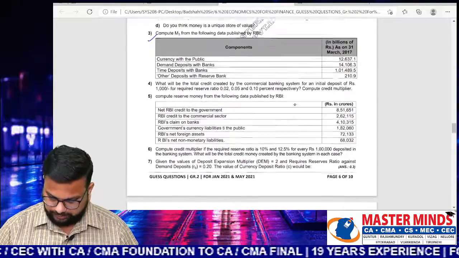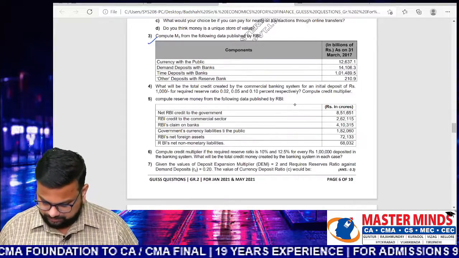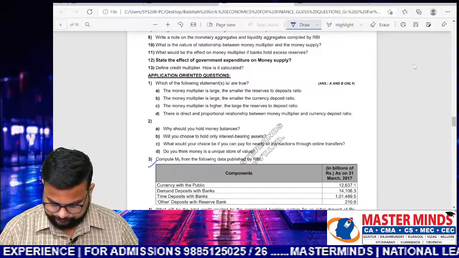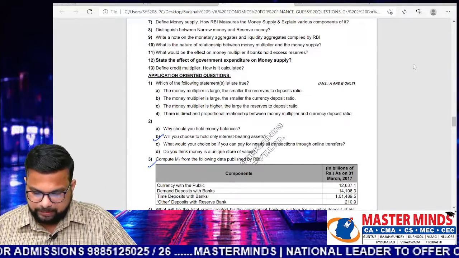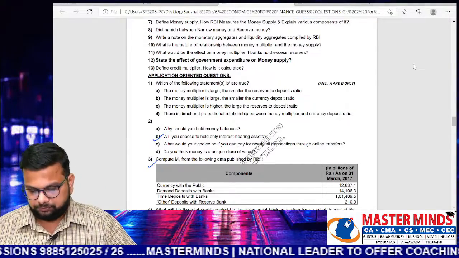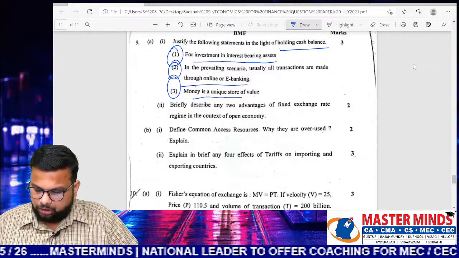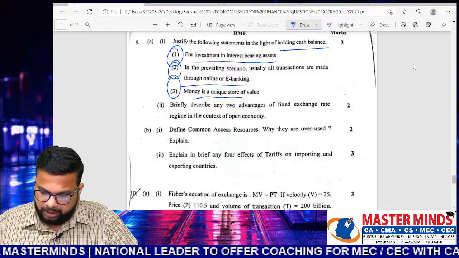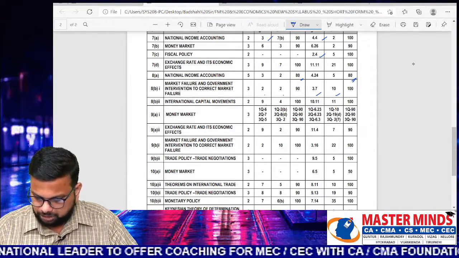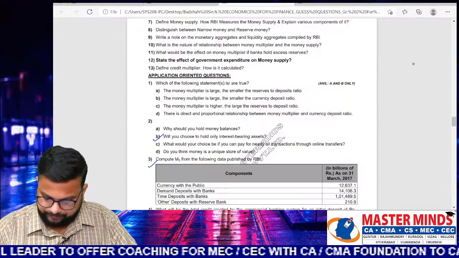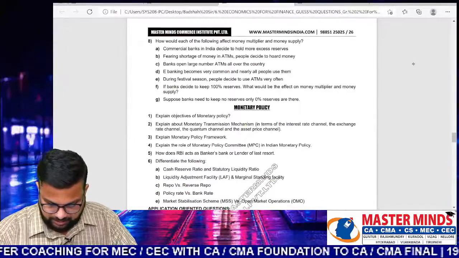Let us see. First question, page number 6, 2B: Will you choose to hold only interest bearing assets or what? Next, Nana: in the prevailing scenario, usually all transactions are made through online or e-banking. This part is covered in page number 7, 8D.